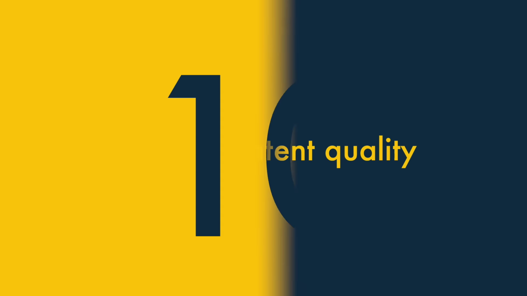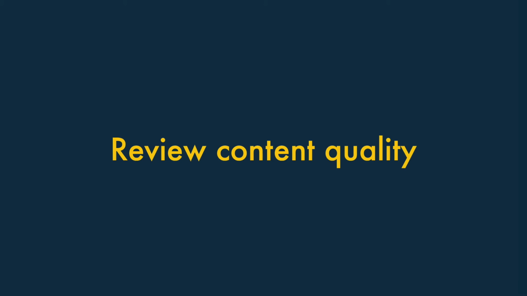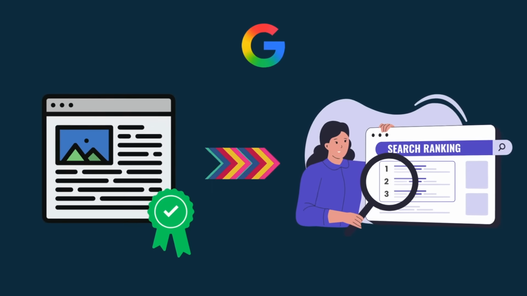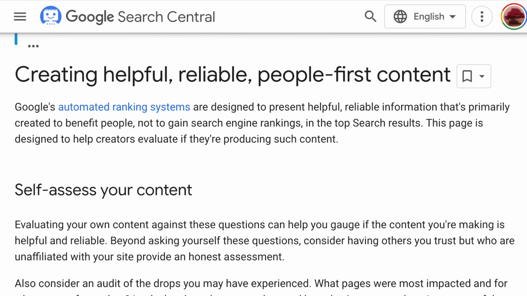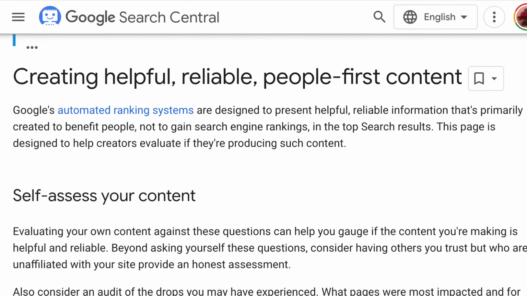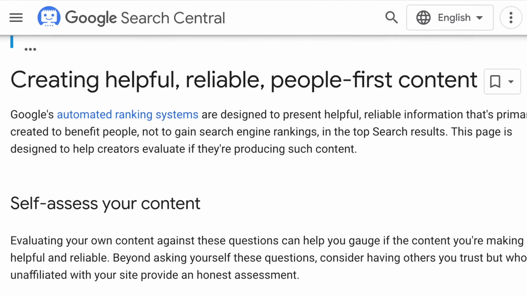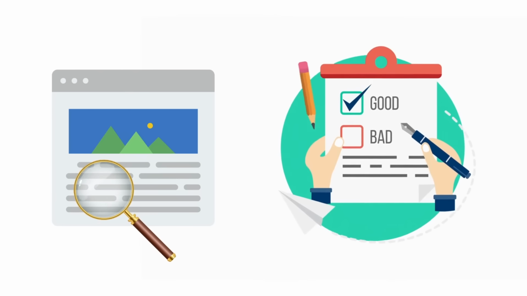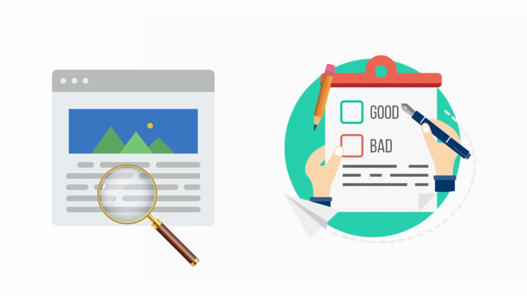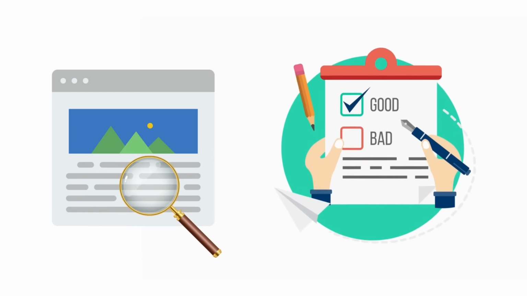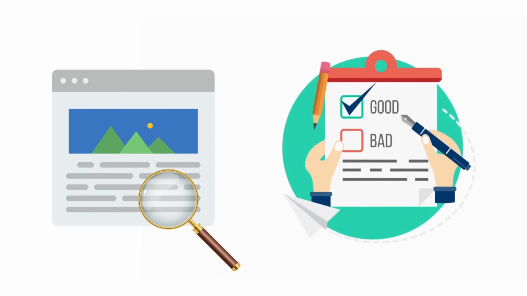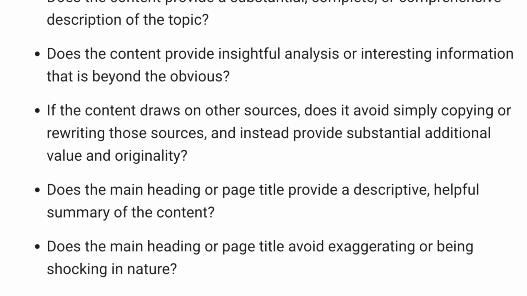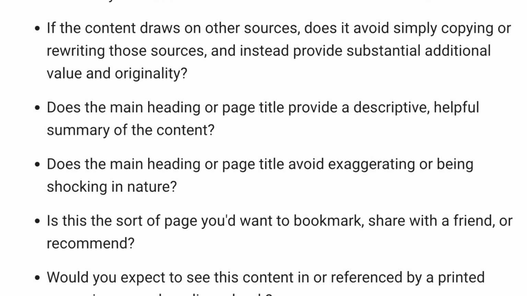10. Review content quality. Google insists that content quality is key to its performance in search results. It frequently talks about the importance of creating helpful, reliable, people-first content. So, as part of an SEO audit, it's worth looking beyond technical issues and reviewing your content as part of your auditing process too. There is actually a set of questions provided by Google to help you do this, with some of the key ones being as follows.